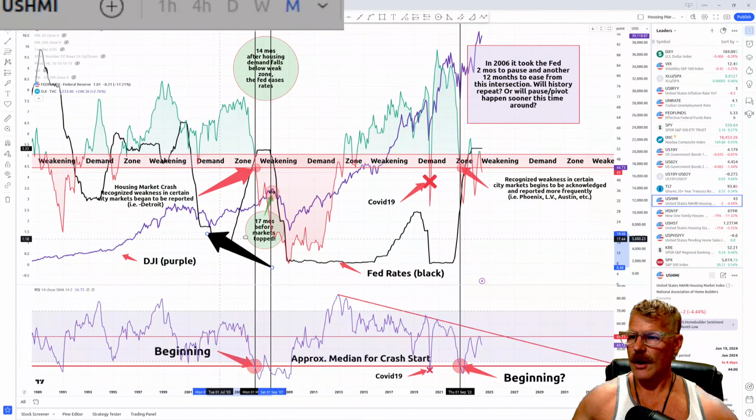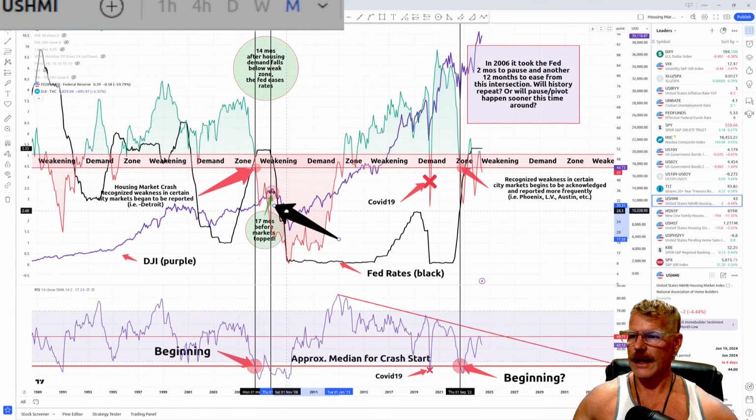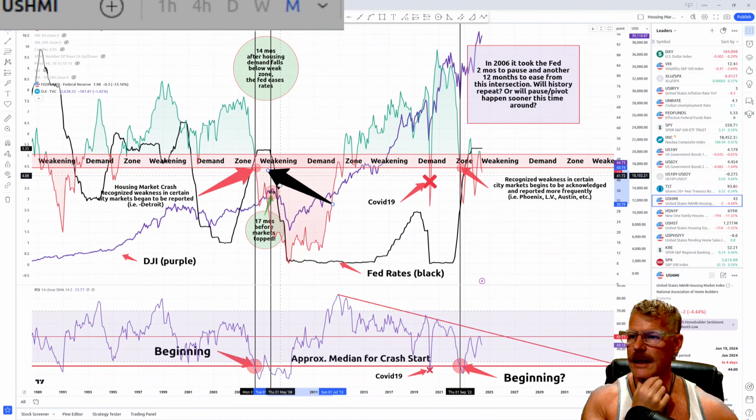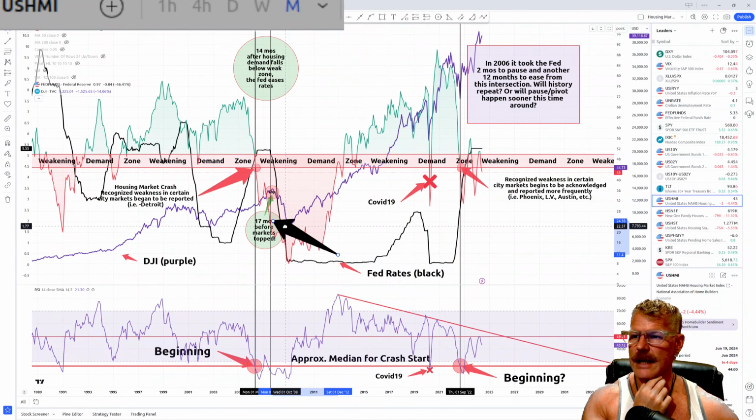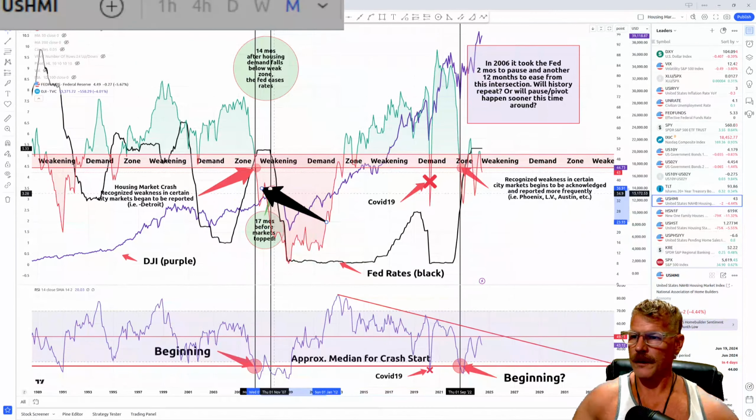All right. So 17 months before the market topped. All right. So if that stands, that leaves a 14-month pause, 17 months before the markets topped. That gave 3 months difference there in this case before the Fed finally started easing interest rates, from the start of housing market crossing below this weakening demand zone.